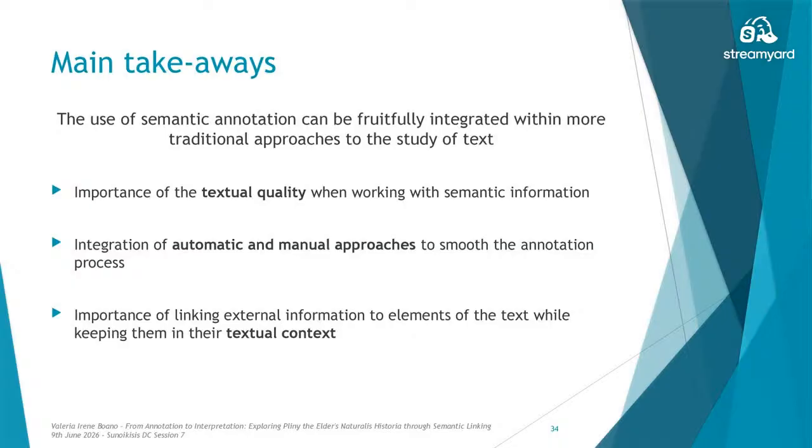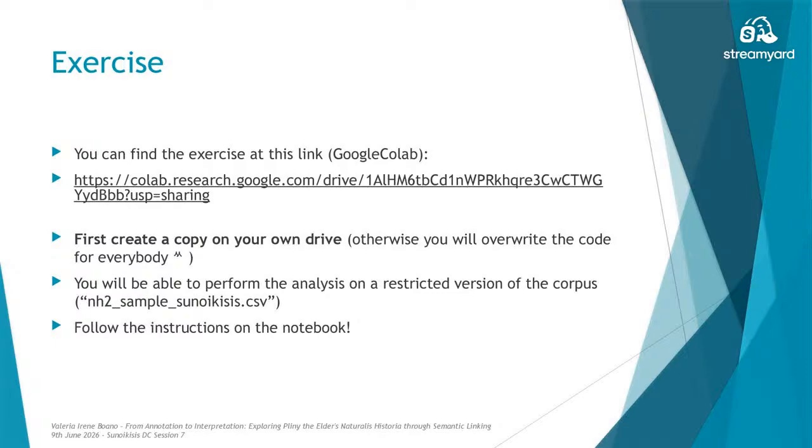So finally, for the exercise, I prepared a Python notebook that you can find at this link. It's a Google Colab, so it should be rather easy to use. It's very important that you first create a copy on your own drive, because otherwise you would overwrite the code for everybody. And on the GitHub, you will find a sample of my dataset, which contains only book 2.